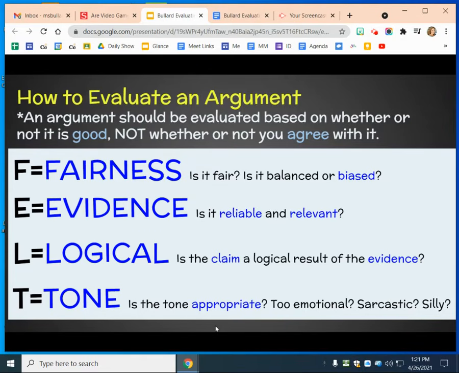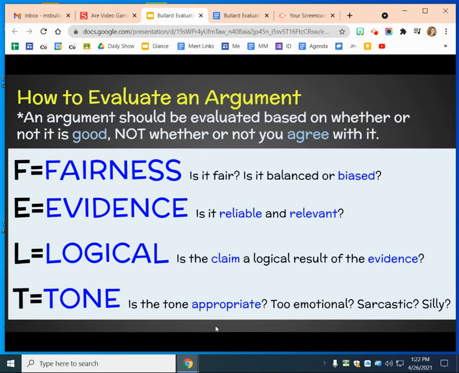Sometimes people use it to make crafts. It's the fabric that holds together a strong argument. F-E-L-T. Fairness, evidence, logical, and tone are the 4 words. Let's go through each one. So the F stands for fairness. You're going to add that to your notes.